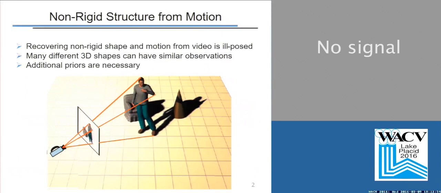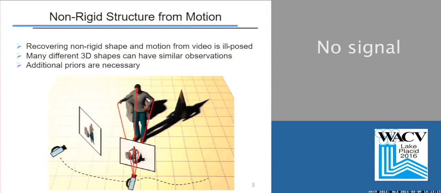First of all, let me introduce the non-rigid structure from motion problem. This problem consists in recovering the non-rigid shape and non-rigid motion together with a camera motion. This problem is ill-posed since many different 3D systems can have similar observations, and for this, additional priors are necessary.